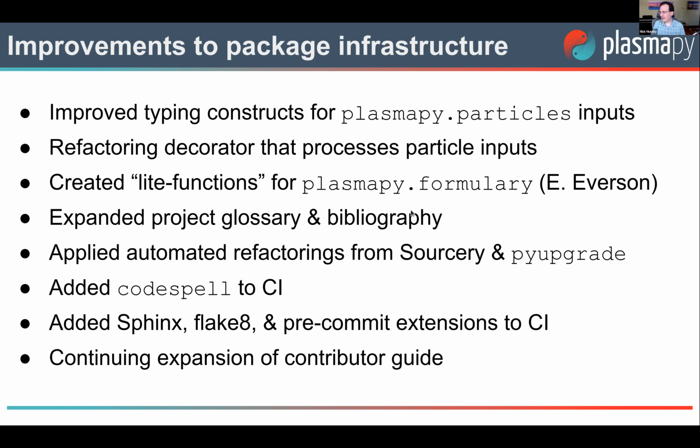We also worked on expanding the project glossary and bibliography, which I think both of these were new in 0.7. And we've been implementing them more throughout the package. They're pretty handy, and Sphinx has some tools that are really helpful with that. We also were able to apply some automatic refactorings from relatively new tools like Sorcery and PyUpgrade.